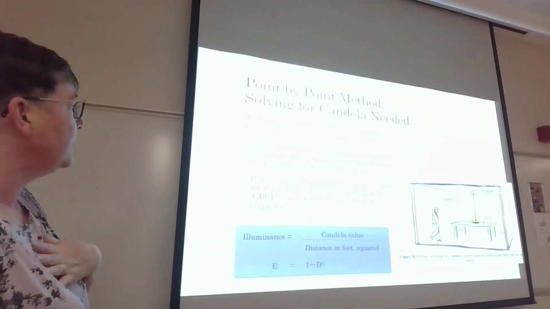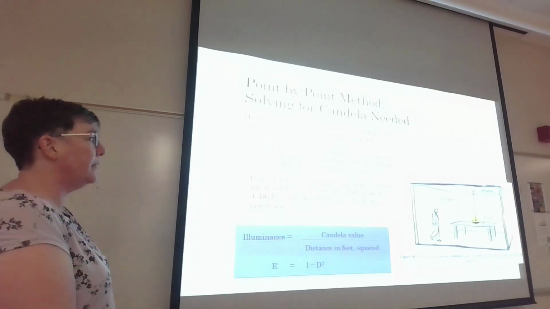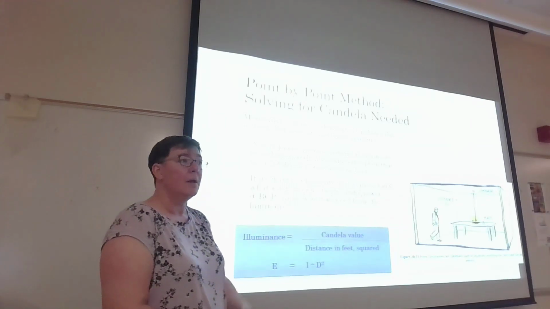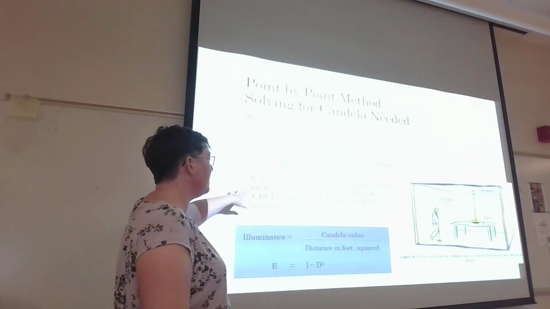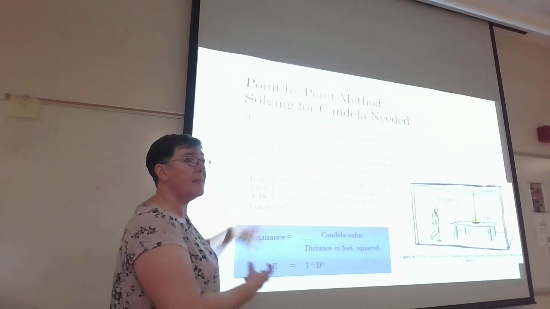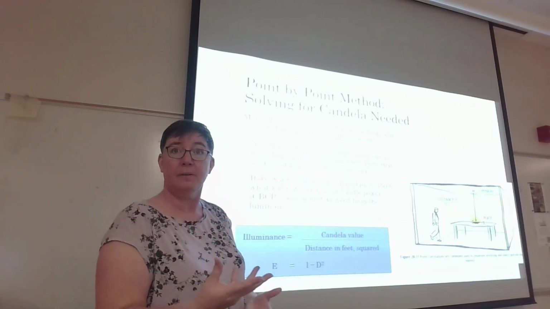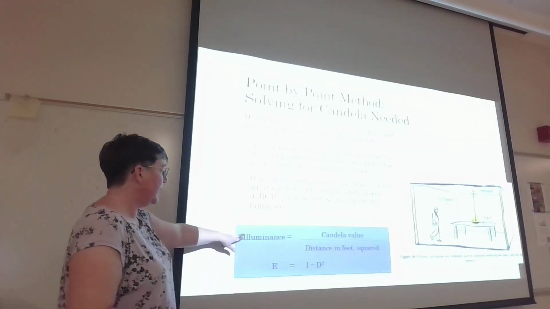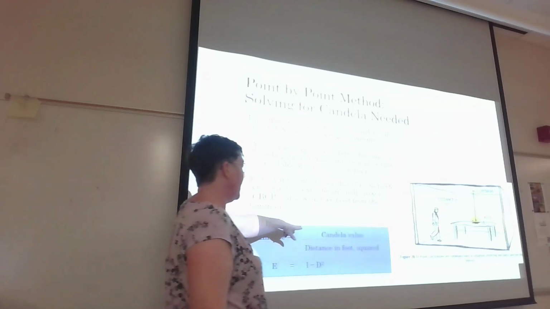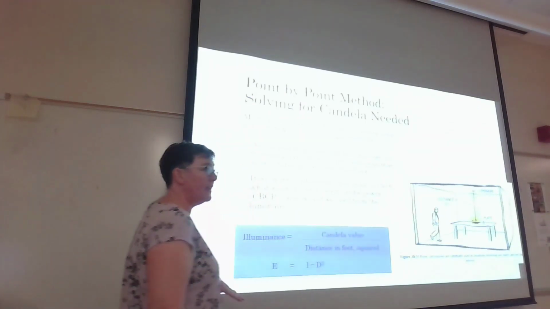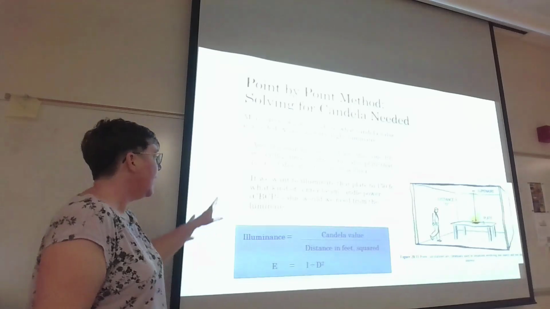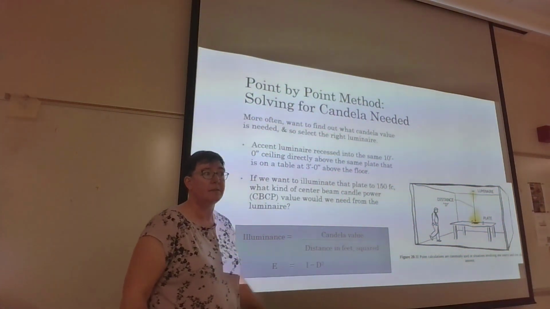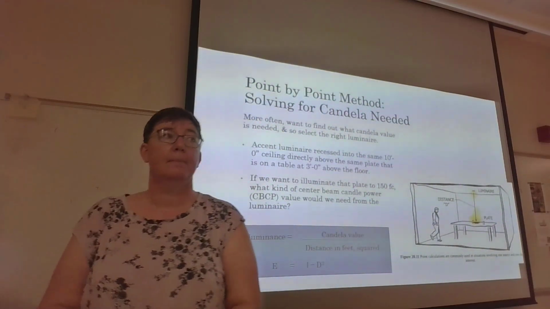All right. So if we want to illuminate that plate to 150 foot candles, which luminaire should we select? We need to calculate the center beam candle power value and then pick one that matches. Okay, so let's run this equation the other direction. We know that illuminance equals candela value divided by distance in feet squared. And in this case, solve for candela. Solve for L. Let's see if you can do this.